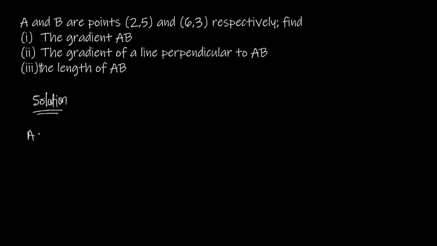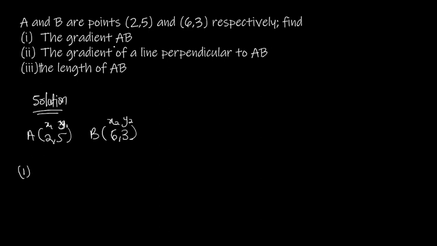So we have the point A with the coordinates 2 and 5, and then the point B with the coordinates 6 and 3. So this is my first x value, my first y value, so x1, y1. This is x2, y2. So now that I have this, I can go ahead and easily find my gradient.